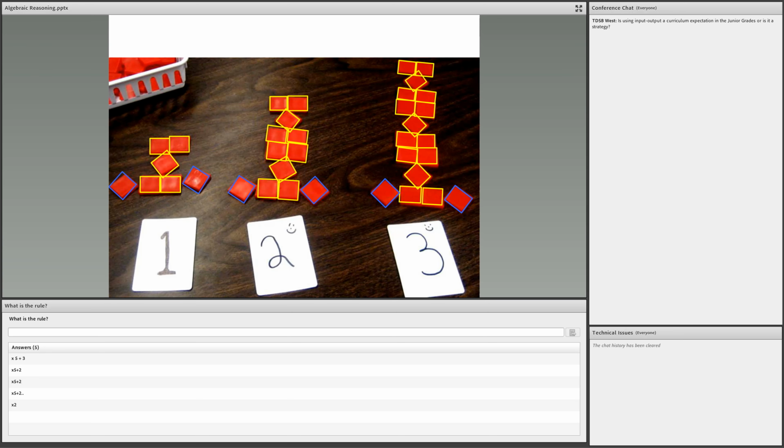And really underscoring the point that the reason that we call it a rule or a pattern rule is that it holds true for any position of the pattern. So it will give us the accurate number of tiles for any position of the pattern.